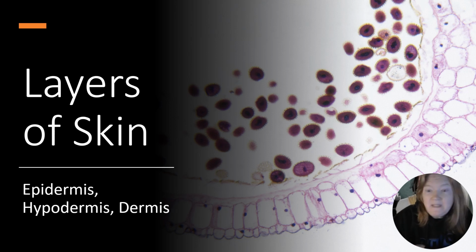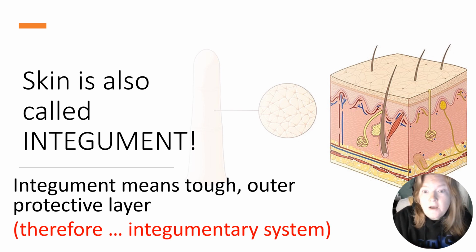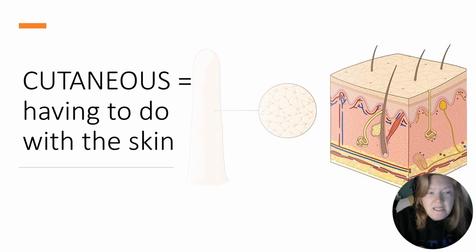It's time to talk about the layers of skin. Skin is also called integument. So integument means tough outer protective layer, hence integumentary system. Cutaneous means anything that has to do with the skin. So it's important to remember those two terms, integument and cutaneous.